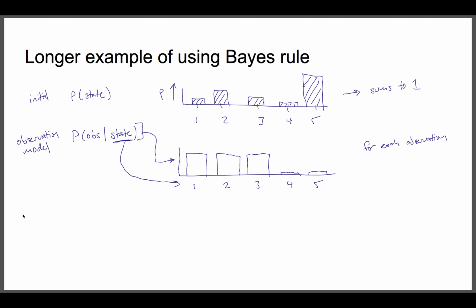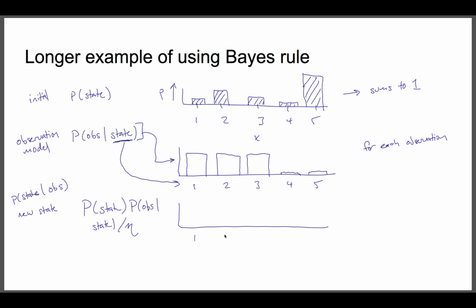And so Bayes' rule says that our new state, P of state given observation, is proportional to the original P of state times P of observation given state. I'm just going to write it as divided by our favorite normalizing constant, eta. To get that, we just multiply these two things by one another.